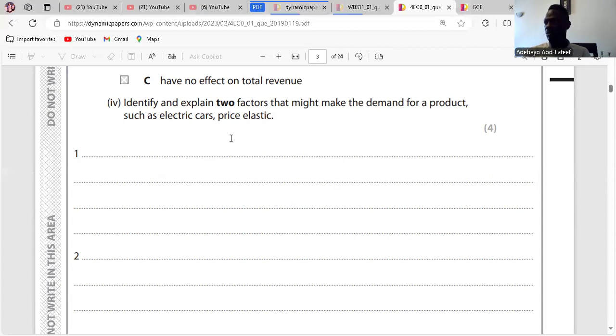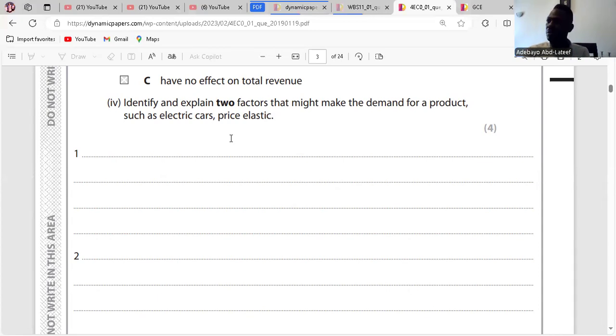One, substitutes. So with more substitutes, if the price increases, consumers will choose other products. They will just leave a product and buy from other producers. Two, the level of income, the proportion of your income that you spend. For electric cars, they are expensive, right? So the proportion of your income you have to spend would be high. As a result, it is price elastic.